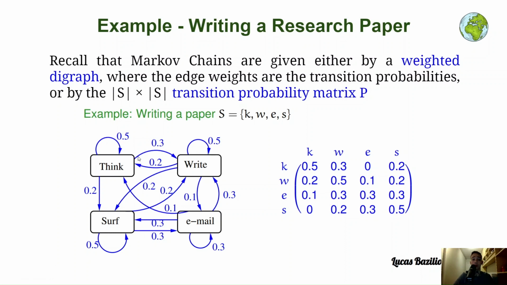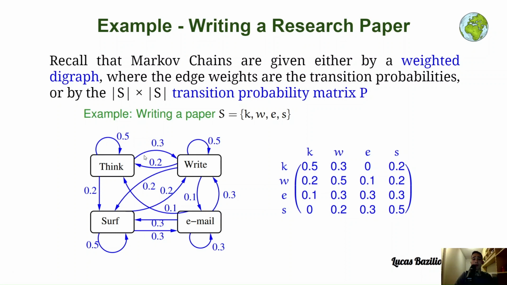we will go to the state write with probability 0.3, and we will go to the state think with probability 0.5. The same interpretation we have for the remaining states. For instance, for the state write, we can see how from this state we will go to the state email with probability 0.1, we will go to the state think with probability 0.2, and we will go to the same state, we will remain in the same state write with probability 0.5.